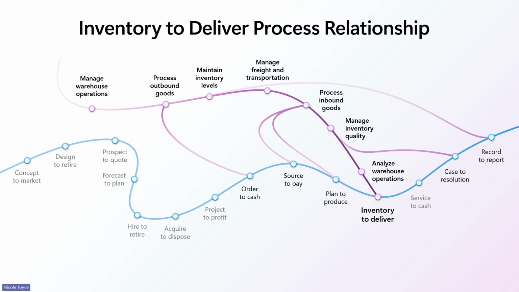But then you'll also notice that some of these processes, some of the same ones, are downstream of our inventory to deliver process. So if we continue with that order to cash example, while a business process may start in order to cash with a sales order creation, we use our inventory to deliver processes such as process outbound goods that have to take place before we can then pick up the order to cash process with something such as our invoicing steps for that sales order.